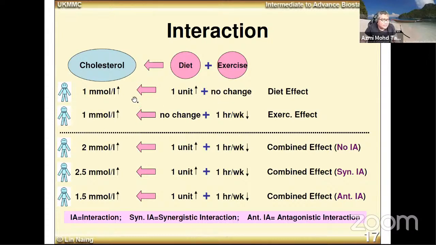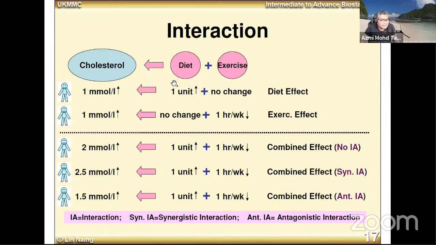So for example, if you're trying to say diet and exercise have equal effect on the cholesterol. For every increase of 1 unit of diet, cholesterol increases by 1 millimole per liter. For every reduction of exercise by 1 hour, the cholesterol level increases by 1 millimole per liter. So what happens now?